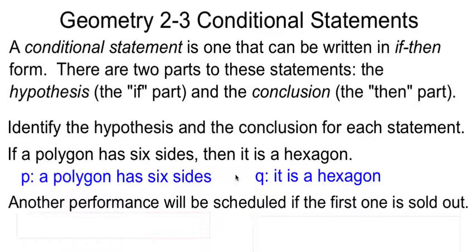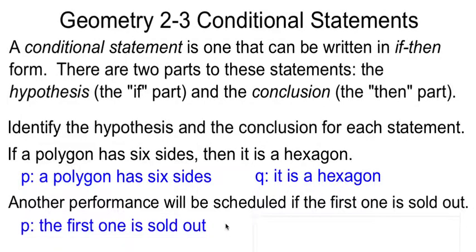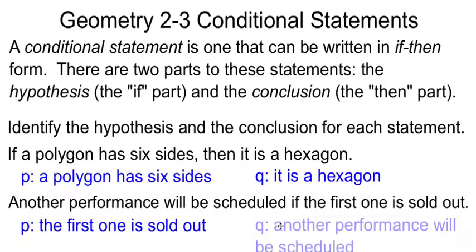Here's another statement. Another performance will be scheduled if the first one is sold out. They're being tricky here because the if is hidden at the back. Typically the conclusion is at the end of the statement, but sometimes they like to be tricky and they throw in the conclusion in the front. So our hypothesis would be the first one is sold out. Our conclusion would be another performance will be scheduled. Okay. A little bit tricky sometimes the way they like to word things.